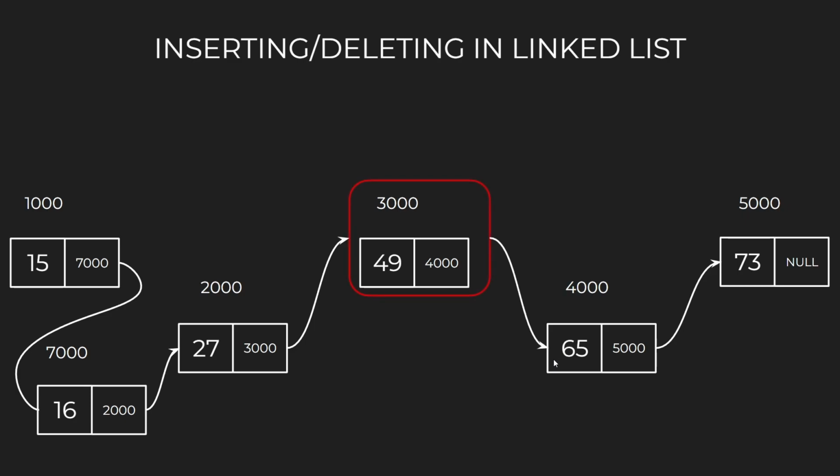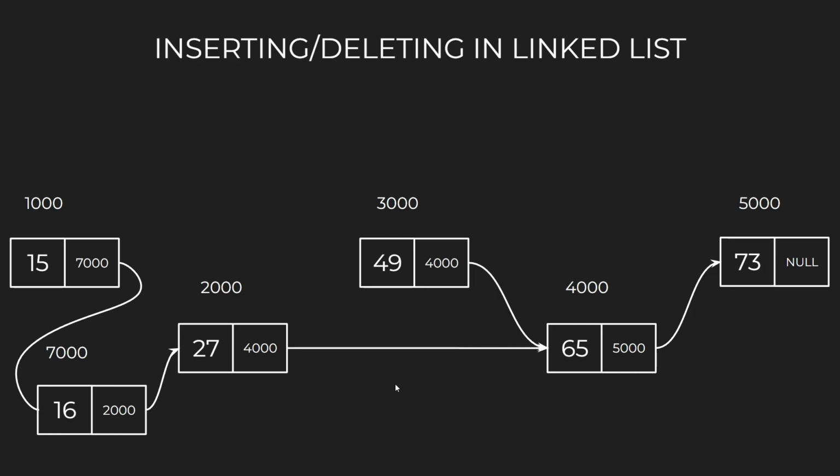Now, let's say we want to delete a node from our linked list. That is similarly straightforward. The reference of the previous node is updated to point to the next node, effectively bypassing the node to be removed. Once again, this operation is efficient, requiring only a few reference updates.